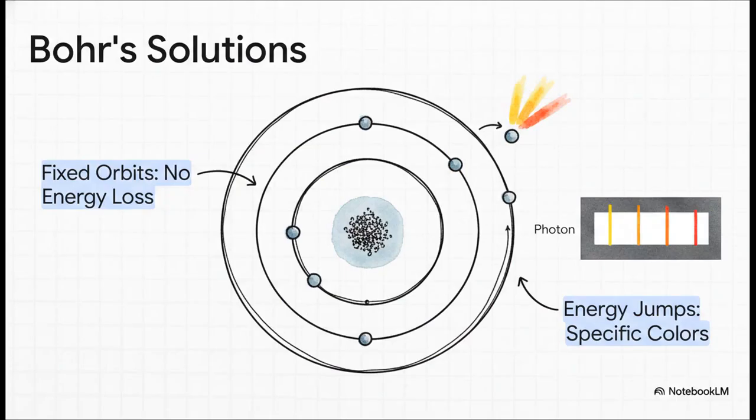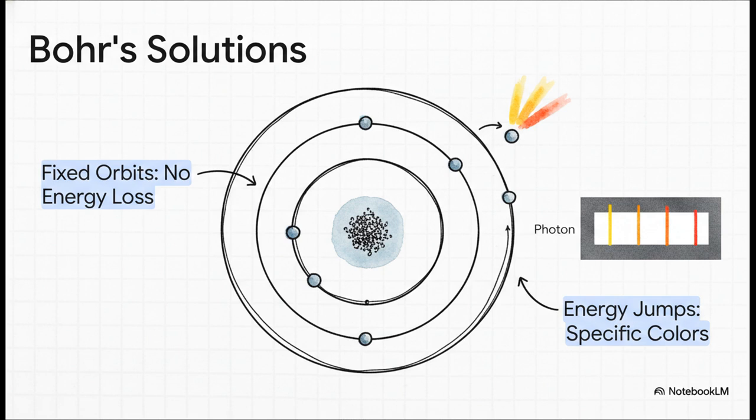So Bohr took this crazy stairs idea and applied it to the atom. He said, look, electrons can't just orbit anywhere they want, like planets can. Nope, they're stuck on specific stairs, fixed energy levels, or shells. And here's the kicker. While an electron is on its designated stair, it just doesn't lose energy. It's a special quantum rule. Boom! Death spiral problem solved.